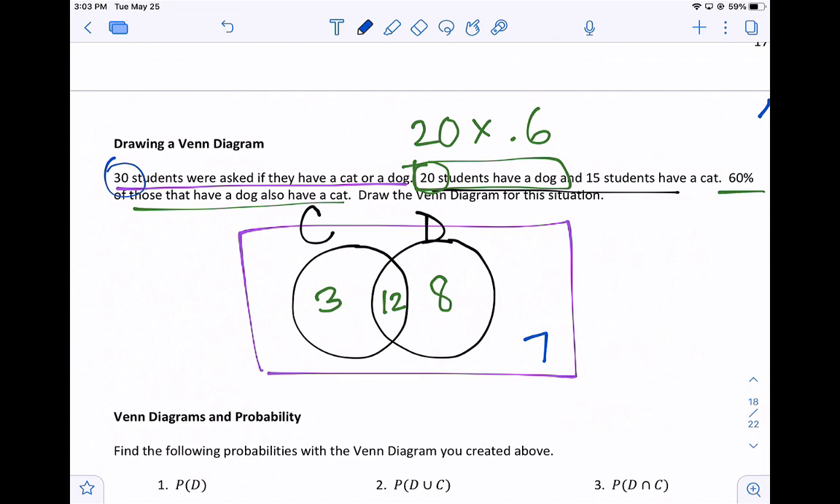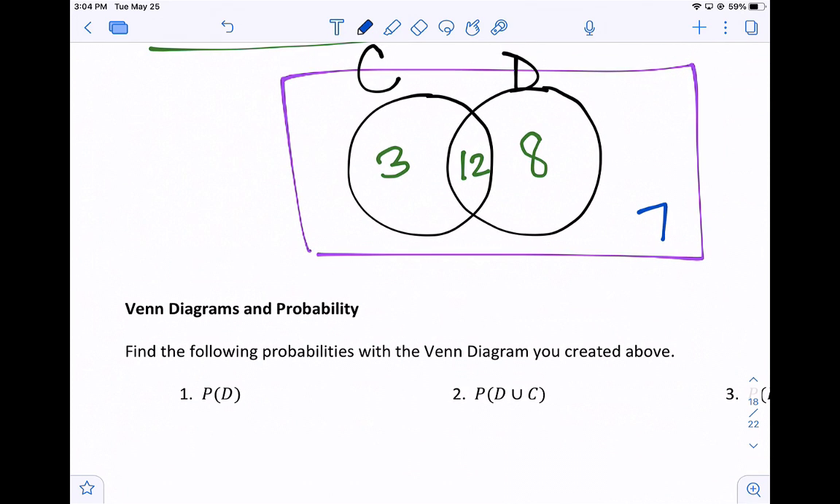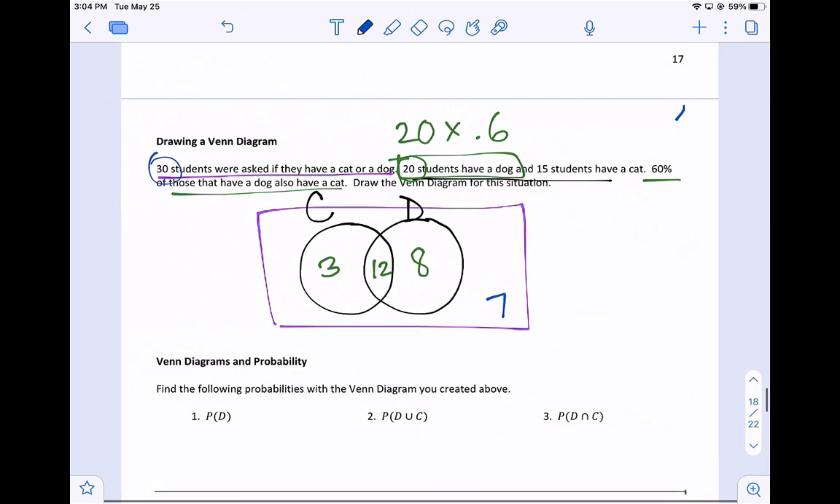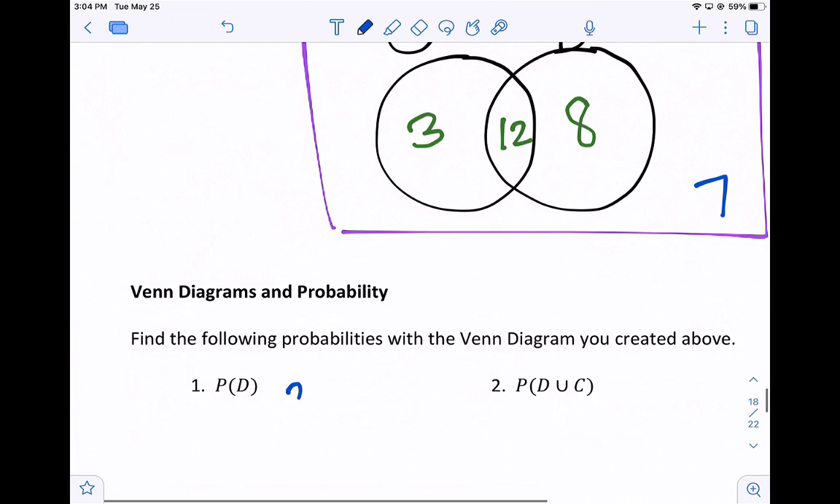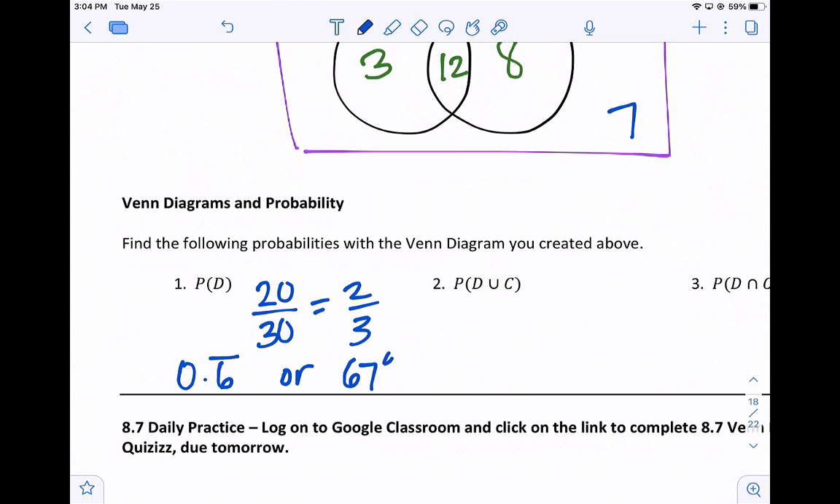And now with that, let's figure out the following probabilities. When you see P, that means probability. What's the probability a student has a dog? So that's everything in the dog circle. If we add those up, that's 20 students out of 30 have a dog. And you can write a probability as a reduced fraction, as a decimal, or as a percent. So it's about 67% or 0.6 repeating or 2/3. So 2/3 of the class has a dog.